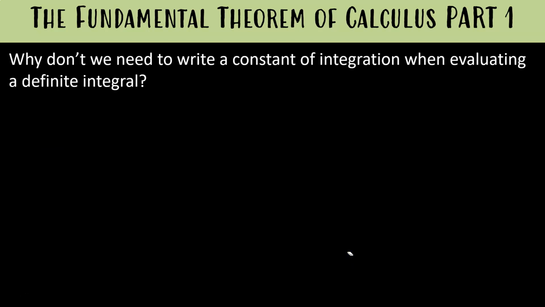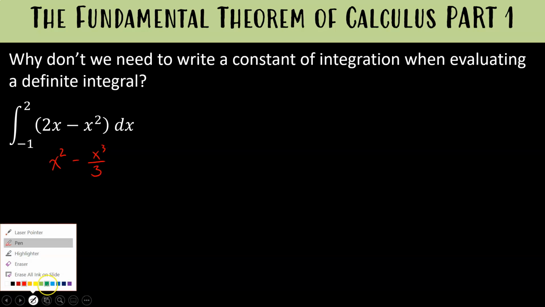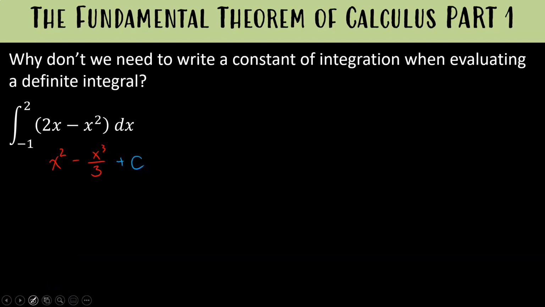Some of you might be wondering why we don't need to write a constant of integration, meaning that plus c, when we're evaluating a definite integral. So let's think about this. What would have happened if we did add that plus c? Let's do exactly what we had before. So we had x squared minus x cubed over 3, and now I'll write, in a different color so it pops out, plus a constant. I'm still going to evaluate from x equals -1 to x equals 2. And remember, that plus c could be 1 or 2 or 5 or 10.